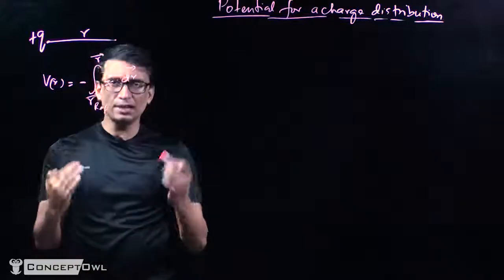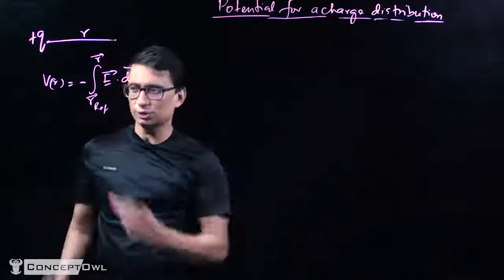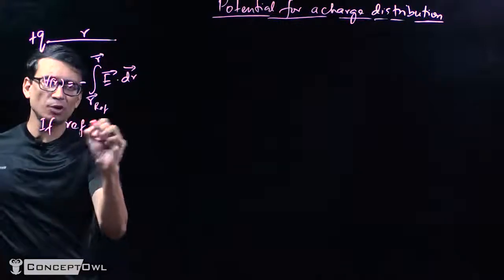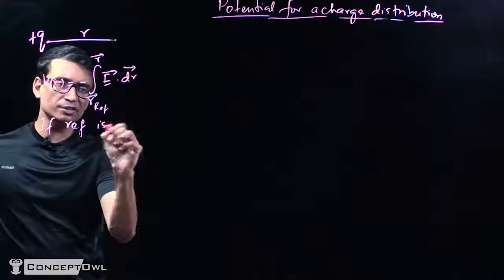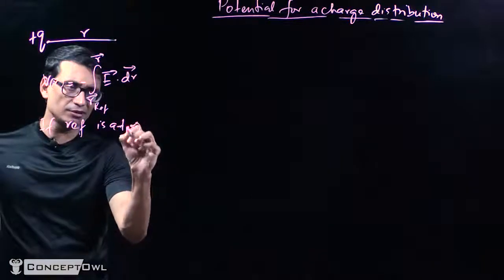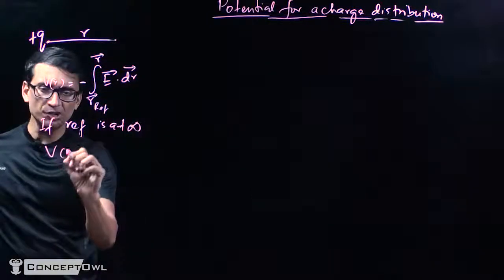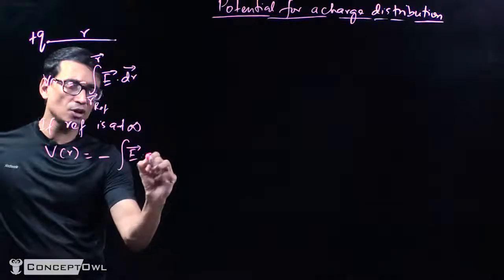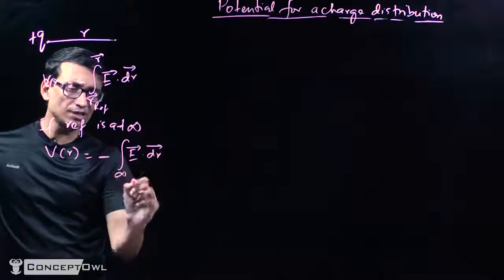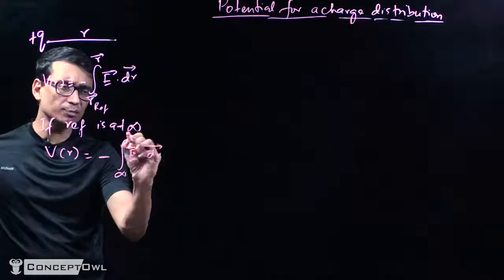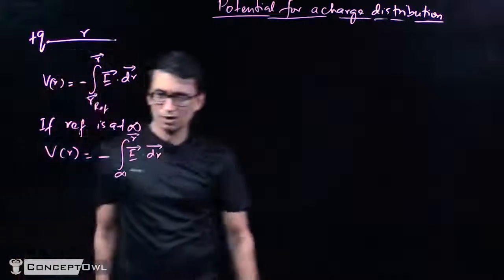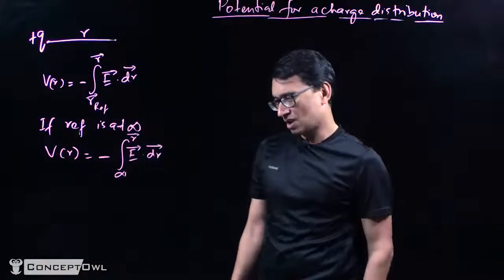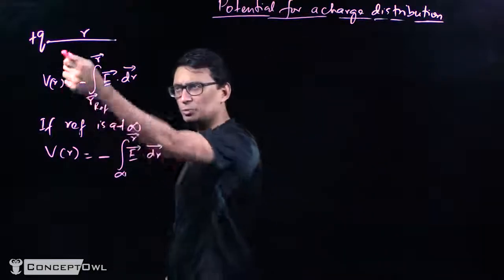Now normally, as you know, the reference point is taken at infinity. So I'll rewrite this: if the reference is at infinity, then the potential at r would be equal to minus integral E dot dr, where r goes from infinity to the current position vector r. This is going to be my electric potential. Okay, so now let's evaluate this for this particular case.